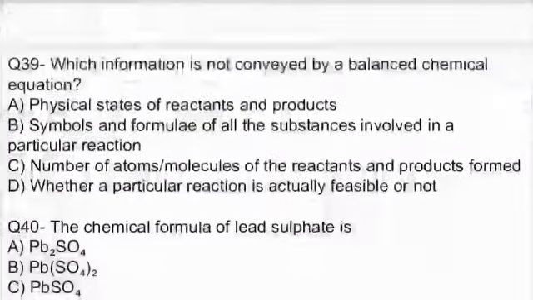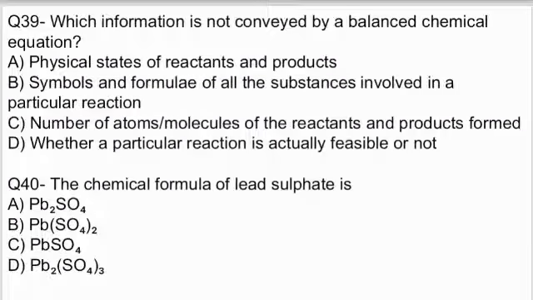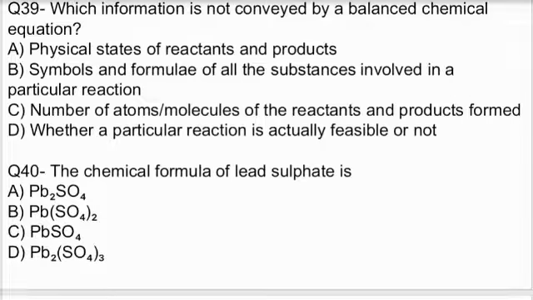Next question. Which information is not conveyed by a balanced chemical equation? The options are A, physical state of reactant and products. B, symbols and formula of all the substances involved in the particular reaction. C, number of atoms or molecules of the reactant and product formed. D, whether a particular reaction is actually feasible or not. The correct option is D, whether a particular reaction is actually feasible or not.